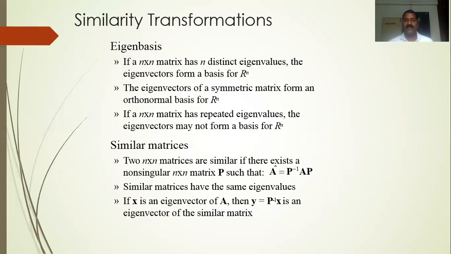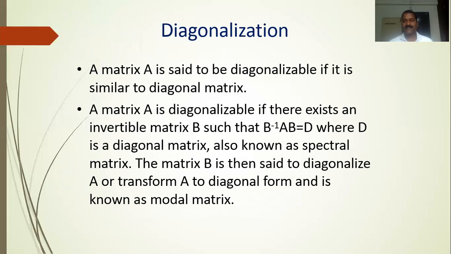Just a quick recap. Two matrices A and B are said to be similar if there exists a non-singular matrix P such that B equals P inverse AP, and similar matrices will have the same eigenvalues. Let's see the process of diagonalization. A matrix A is said to be diagonalizable if it's similar to a diagonal matrix. Meaning, we need to find the model matrix, which we call B. If a model matrix B exists, then we'll calculate B inverse. Then B inverse into A into B will be a diagonal matrix.